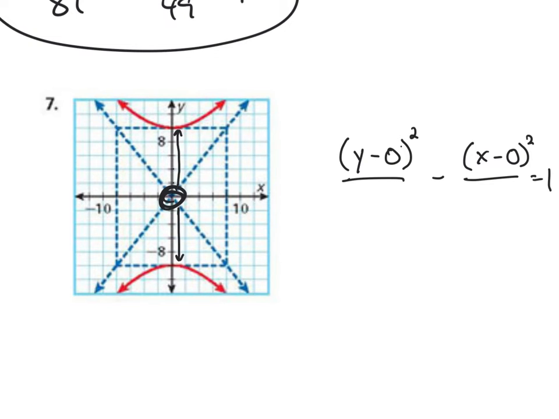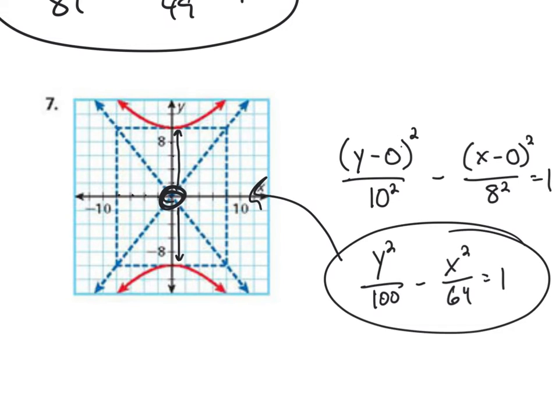It looks like they went 2, 4, 6, 8, 10. So we have 10 squared. And then the co-vertex here is 2, 4, 6, 8, right? So it is just 8 squared. So we got y squared over 100 minus x squared over 64 equals 1. There's our equation that represents that one right there.